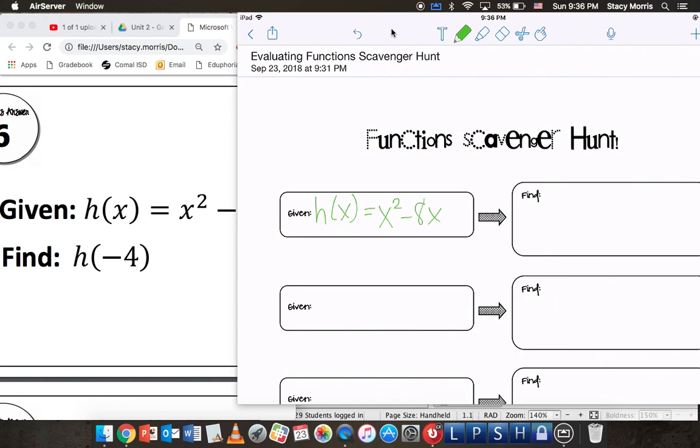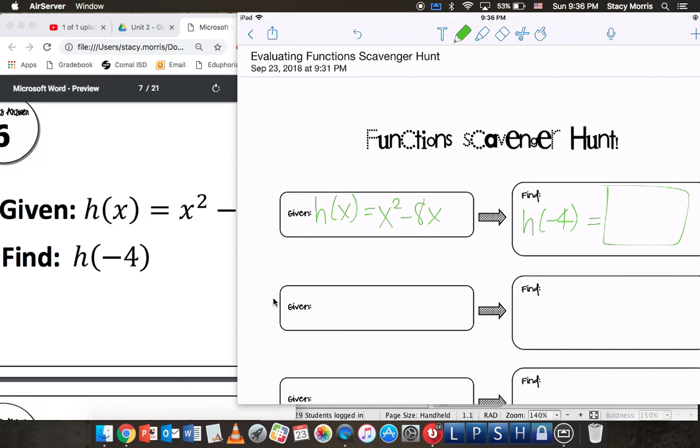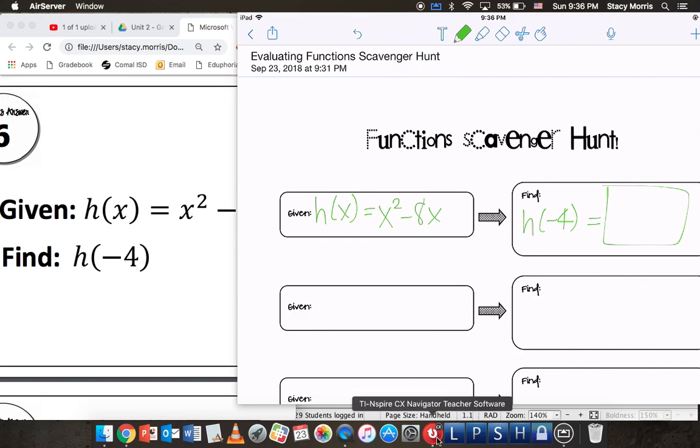Then it says find, over here on the right hand side, h of negative 4. So I'm going to write h of negative 4 equals, and then I'm going to get an answer, and that answer is going to lead me to the next problem. The way I'm going to get that answer is by using my calculator. Remember, you can also just plug this number in, but I'm going to encourage you to use your calculator to check your answer if you do that.